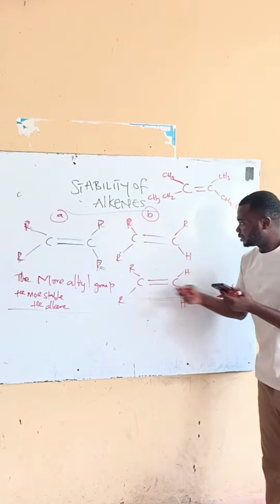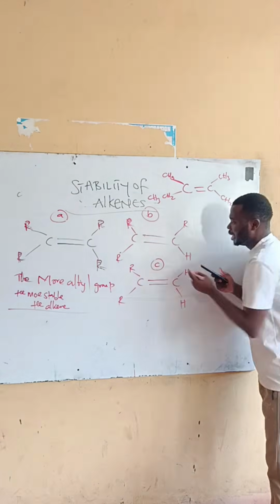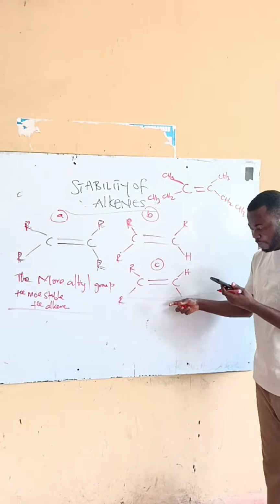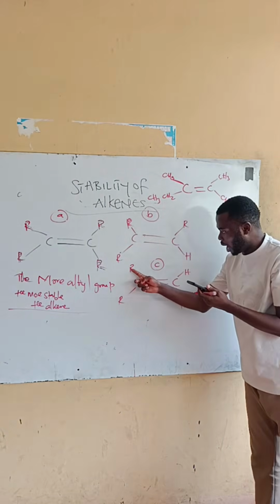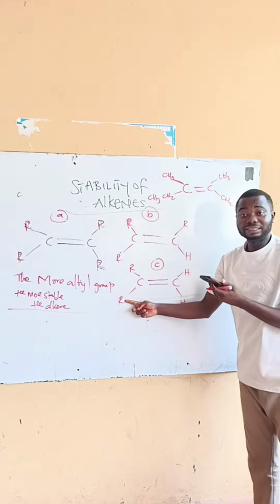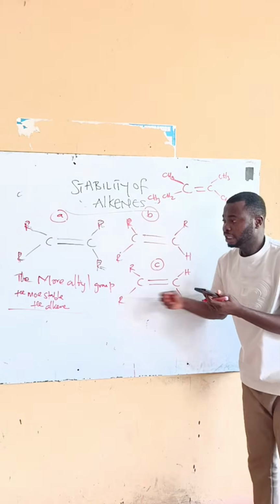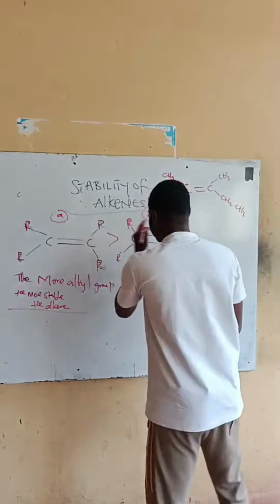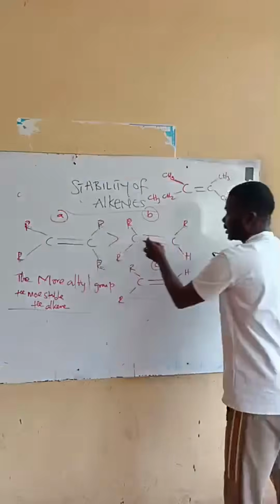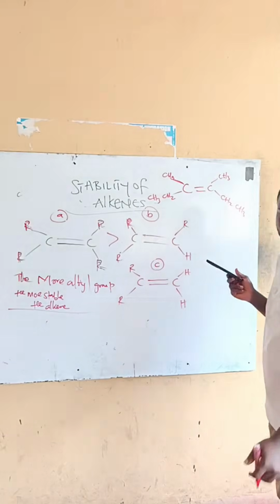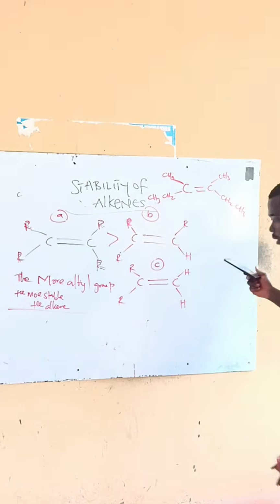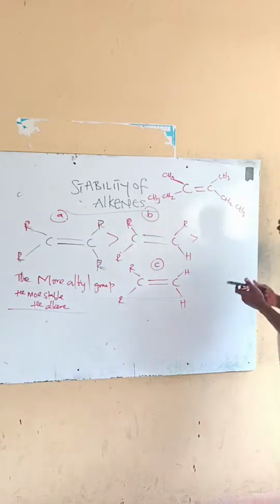But let's look at this compound C. How many alkyl groups are in compound C, everybody? 2 alkyl groups. You can see 1, 2. This is di-substituted. Now, this one is greater than this one. This one is greater than this one. And this one is greater than compound C. Is that okay?